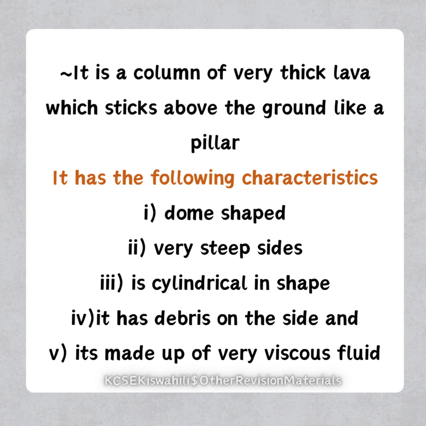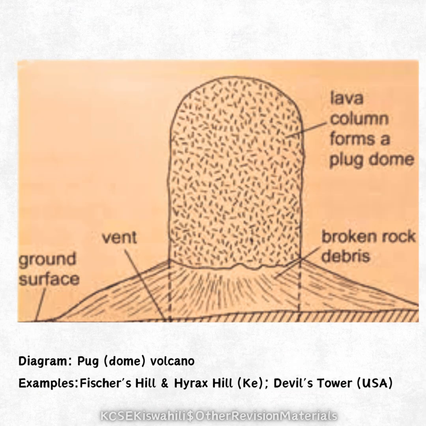Dome-shaped. Has very steep sides. It is cylindrical in shape. It has debris on the side and it is made up of very viscous fluid. This diagram illustrates how a plug volcano looks like.